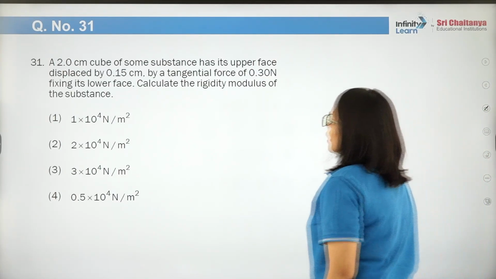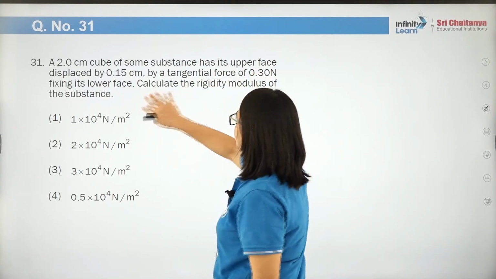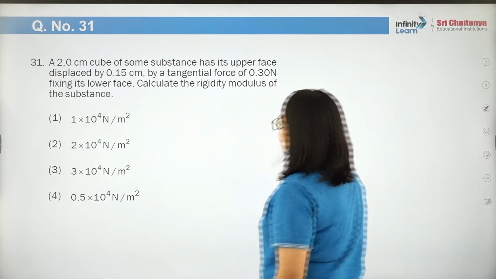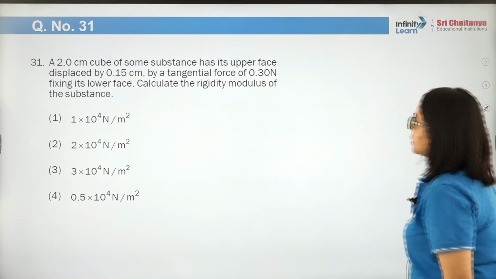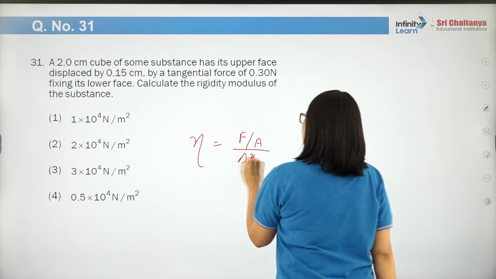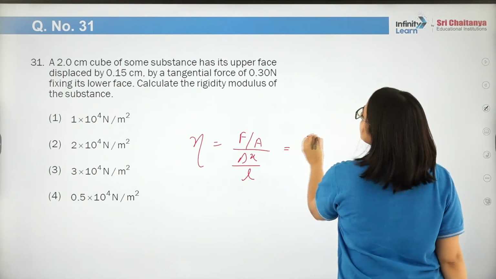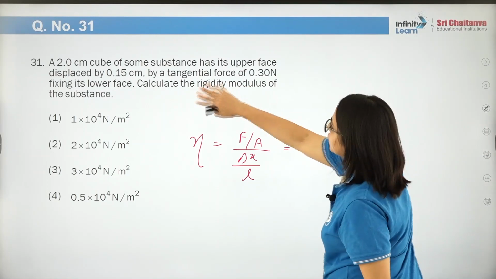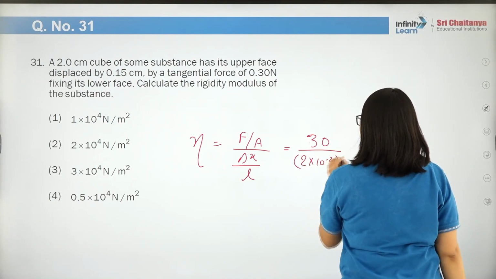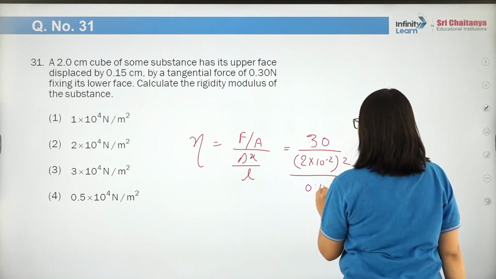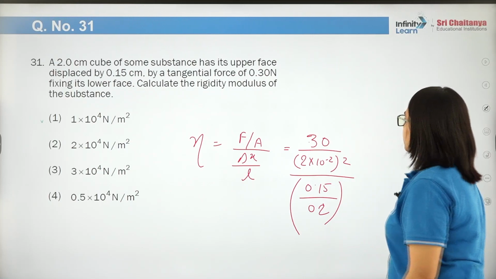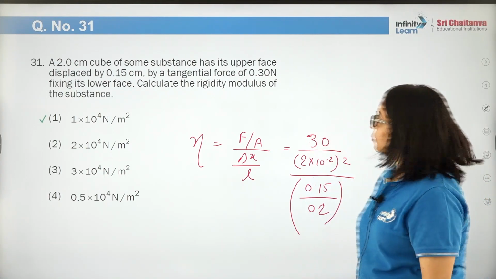Question number 31. A 2 cm cube of same substance has its upper face displaced by 15 cm by a tangential force of this. Fixing its lower face, calculate the rigidity modulus of the substance. So it is force upon area divided by delta x upon L. Force is 0.3 divided by area of cross section. It is a cube of 2 cm side, so it will be (2 into 10 power minus 2) whole square, divided by delta x is 0.15 divided by L is 0.2. So after solving this one, you will get modulus of rigidity as 10 power 4 Newton per meter square.